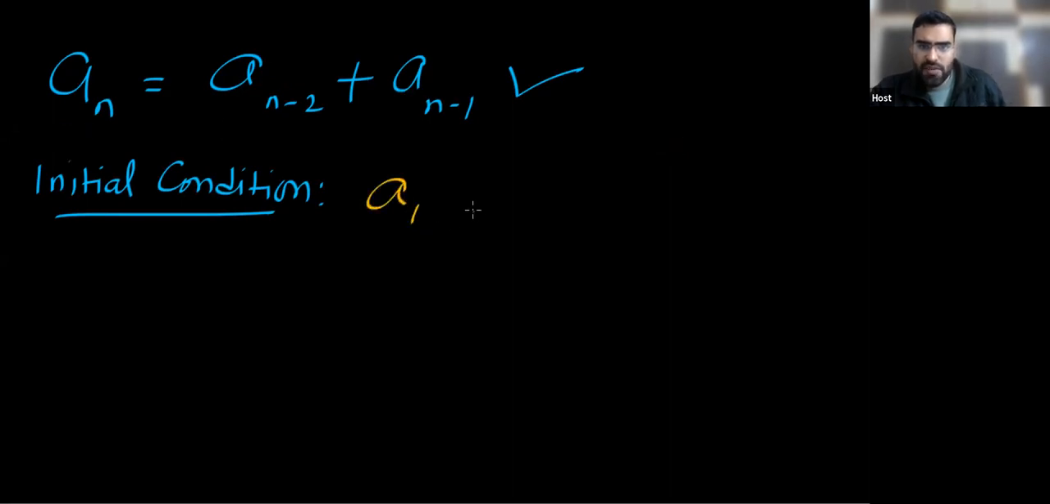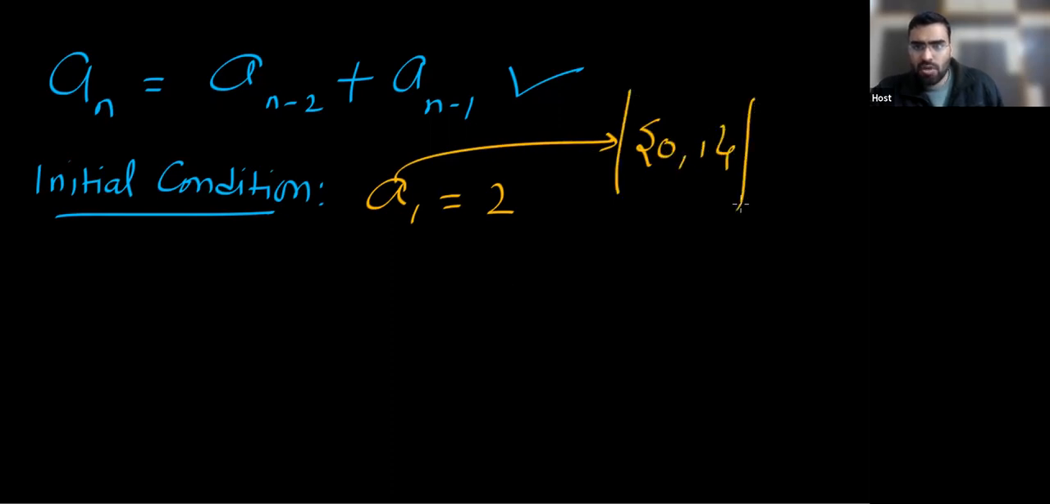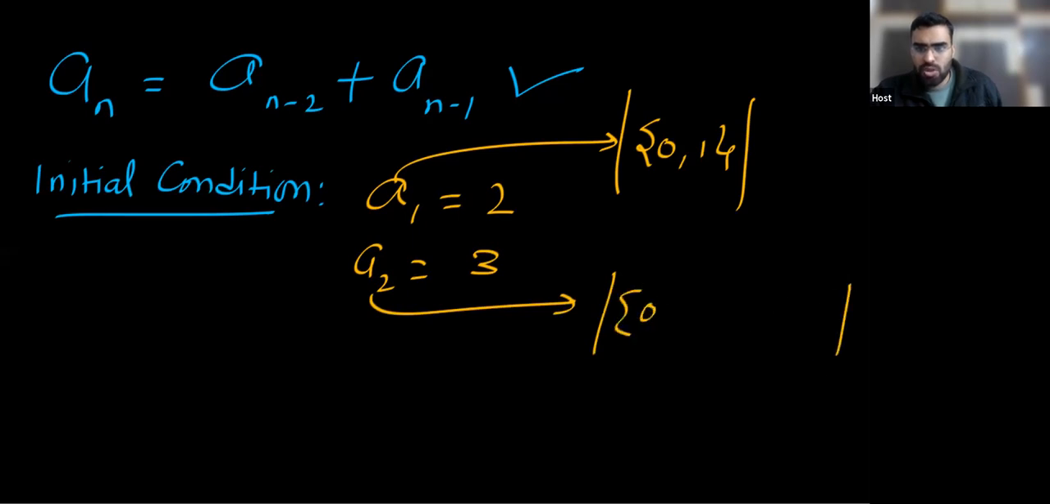So what is A1? A1 is simply 2, correct? A1 means the strings 0 and 1. And what is A2? A2 is 3, because A2 consists of the strings 0 1, 1 0, and 1 1. So A1 is 2, A2 is 3.